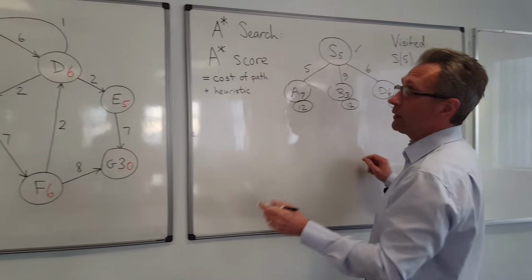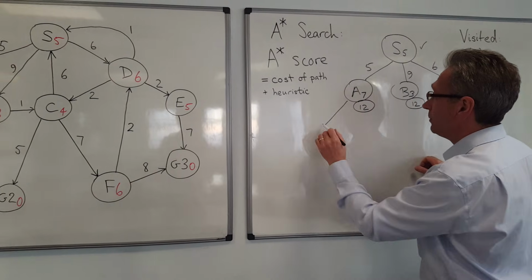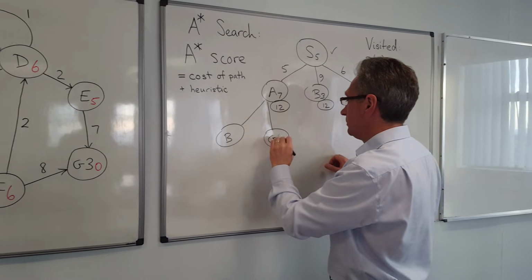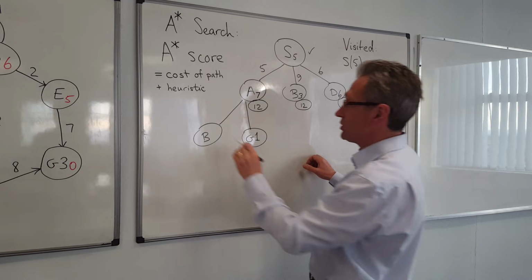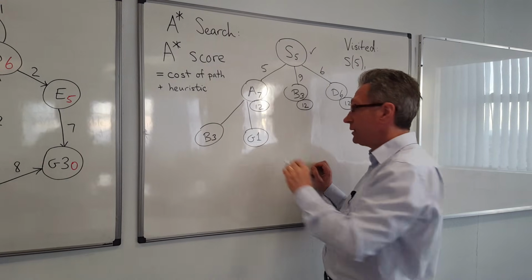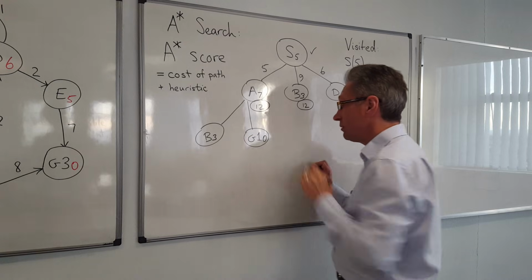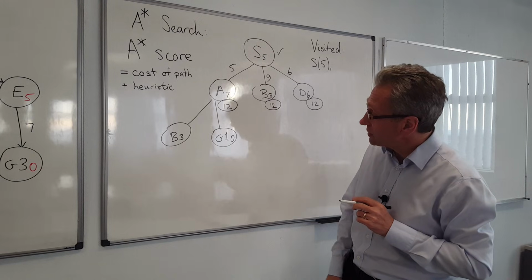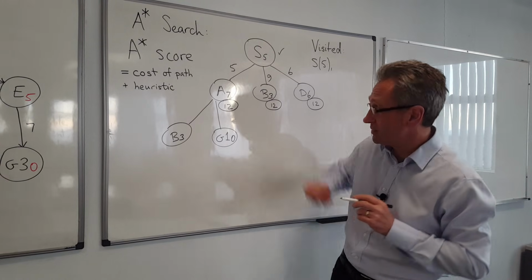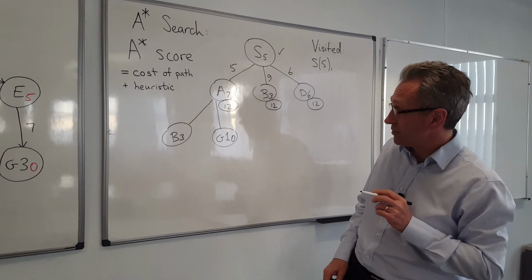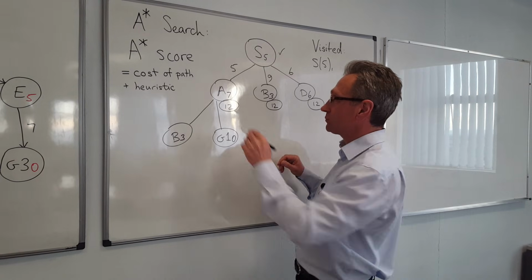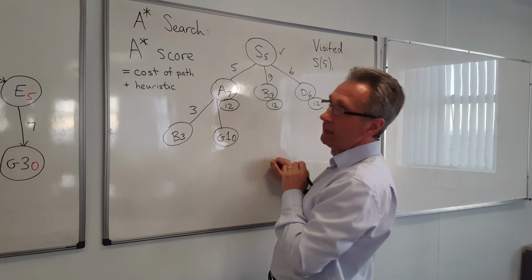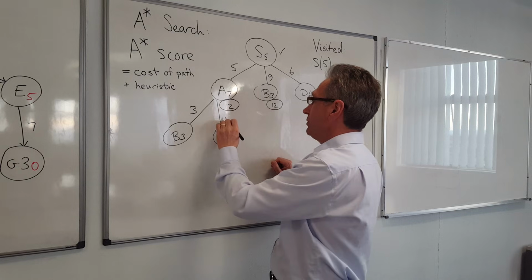From A, we can go to B or we can go to G1. So let's put those up there, B and G1. The heuristic measure for B is 3, and the heuristic measure for G1 is 0 because it's a goal state. And the heuristic measure can understand that G1 is a goal state, and therefore it doesn't cost any units in order to get to a goal state from there. From A to B, that's a cost of 3. From A to G1 is a cost of 9.